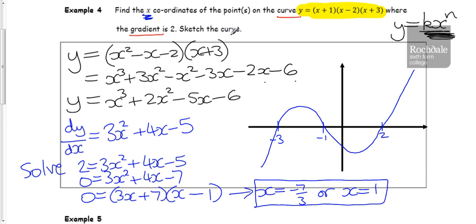Now, the question didn't say show where it crosses the axes, but let's do that just for practice. So at this point here, we know x is definitely 0. And that's the x-axis, that's the y. X is definitely 0 here. So let's sub that into either the original form or the expanded form. Doesn't make any difference. I'm going to sub it into this one here. So if x is 0, y will equal nothing plus nothing, take away 6. So this y intercept here is minus 6. And that's the end of example 4.